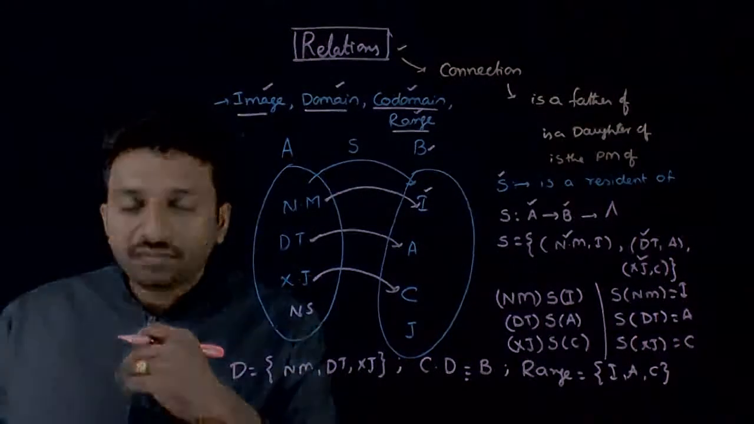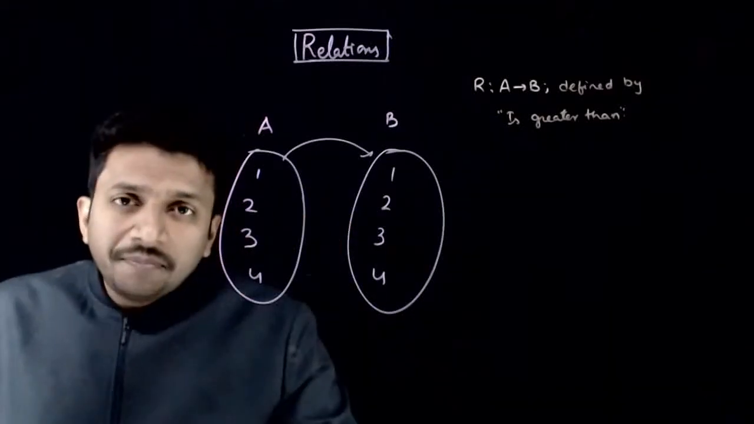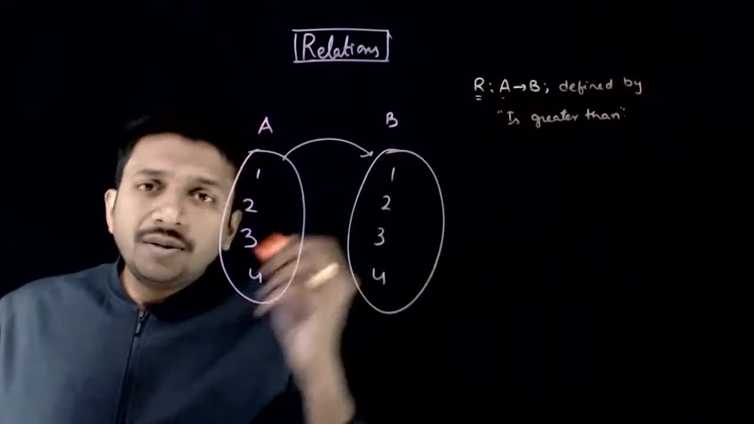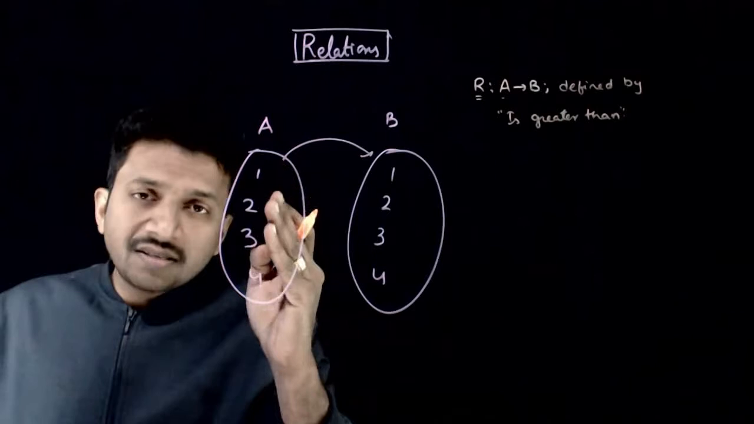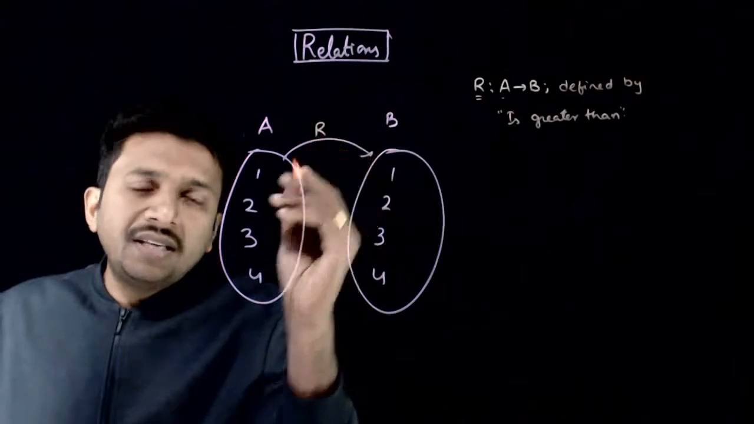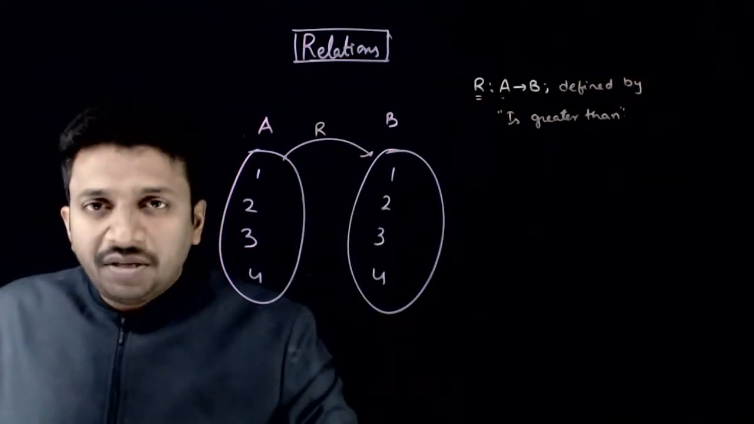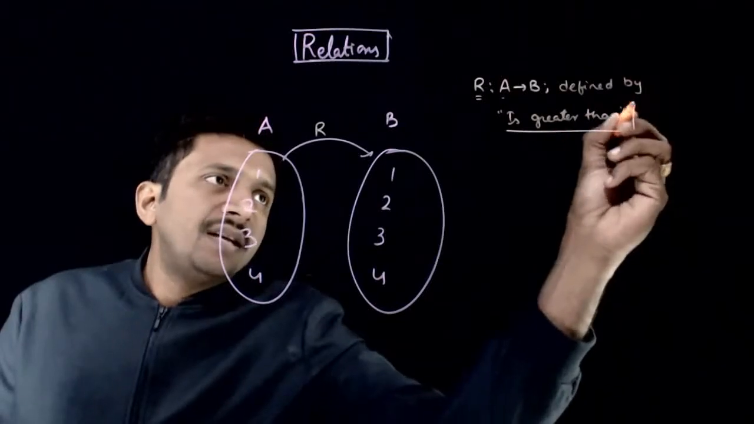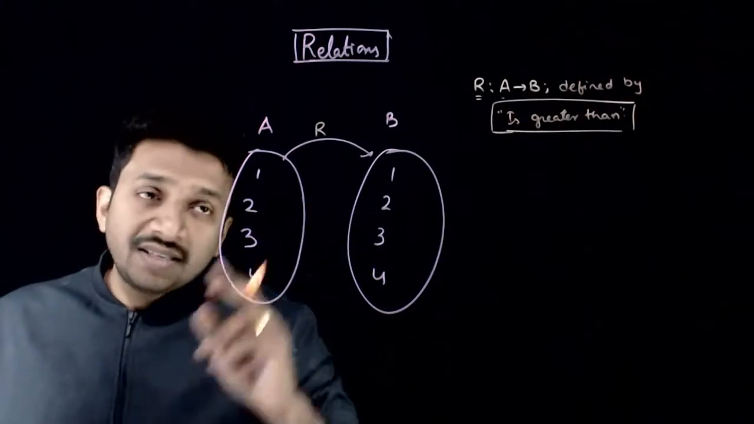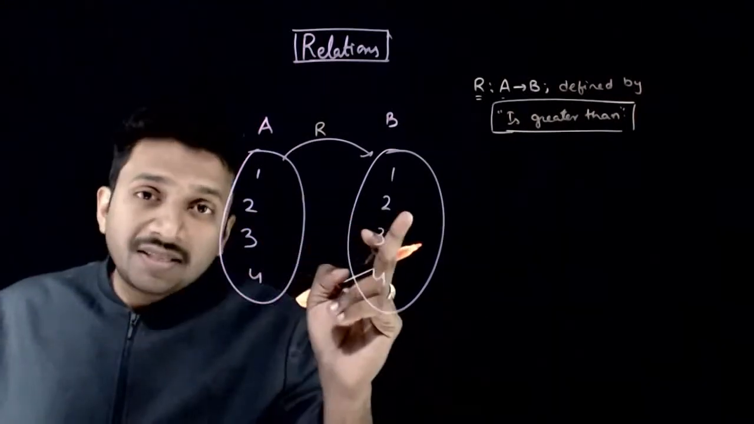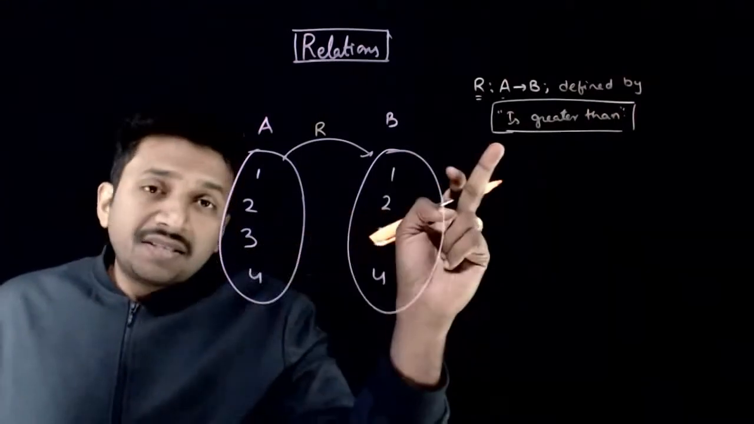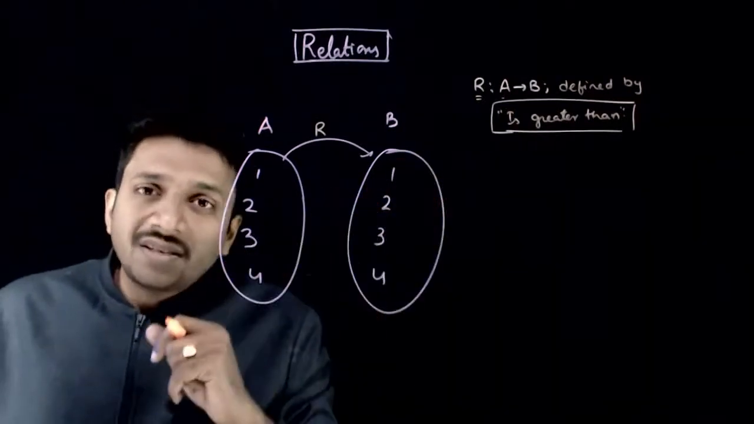Now let's go forward. Let us take this example. Let us say that a relation R is defined from set A to set B, where set A is the set 1, 2, 3, 4, and set B is also 1, 2, 3, 4. The relation R is defined as x is greater than y. So if a certain element of the first set is greater than the element in the second set, then they will be connected. Now, let us see what connections can be made using this relation.